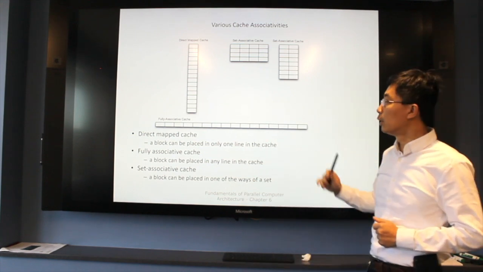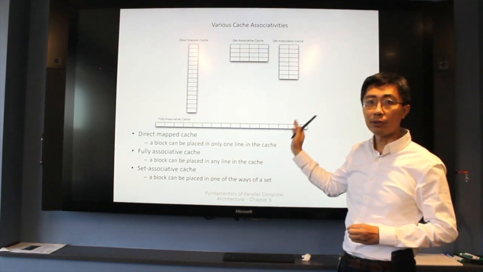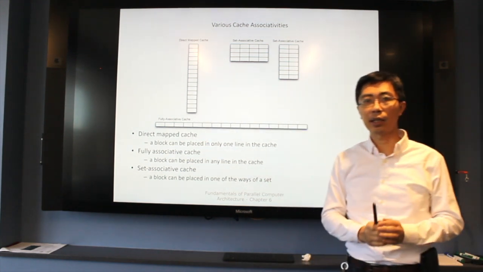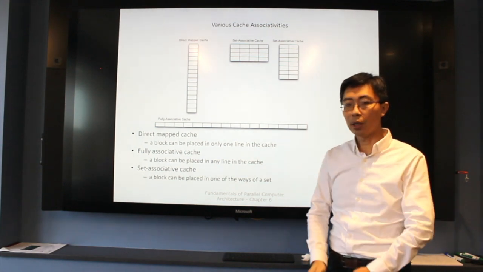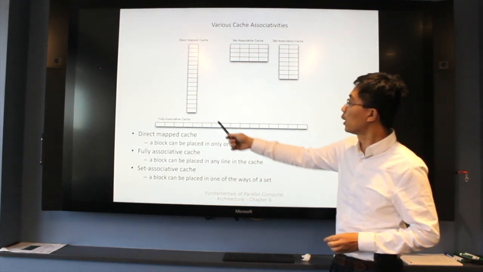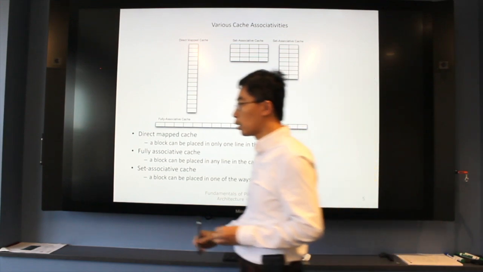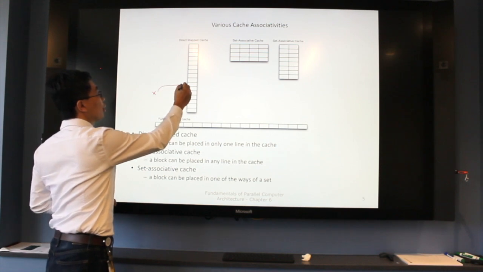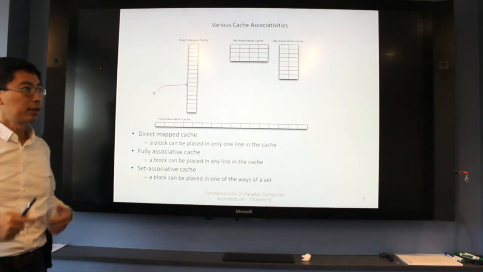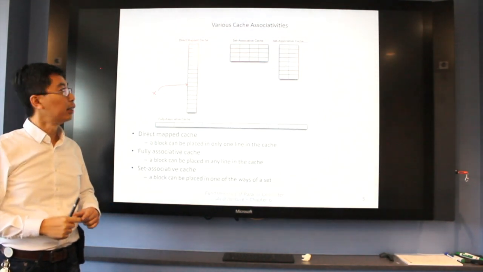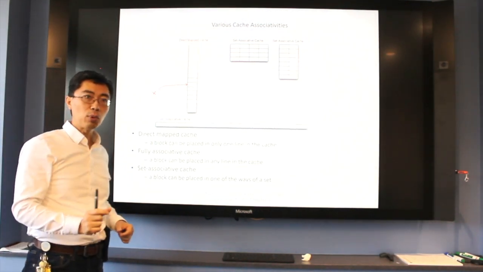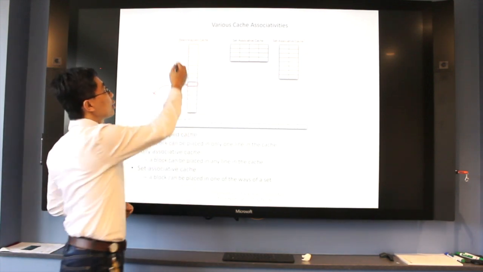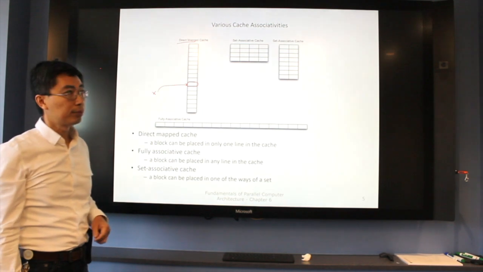Because of that, the cache can be organized in different ways. For example, in a direct map cache, it will be one single column, many rows, or many sets. Now, if you have a block, let's say block X, from memory, it will be placed in one particular set. And because each set has only one way, there is only one place for it to go. Because of that, this is called a direct map cache.